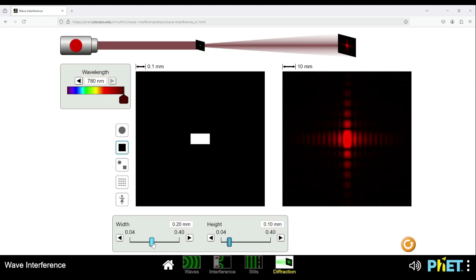And if we increase the width, the central fringe becomes narrower, as expected. So this is similar behavior to the circular aperture. And increasing the height does a similar thing. So I'll leave a link to this simulation in the description so you can experiment with it.